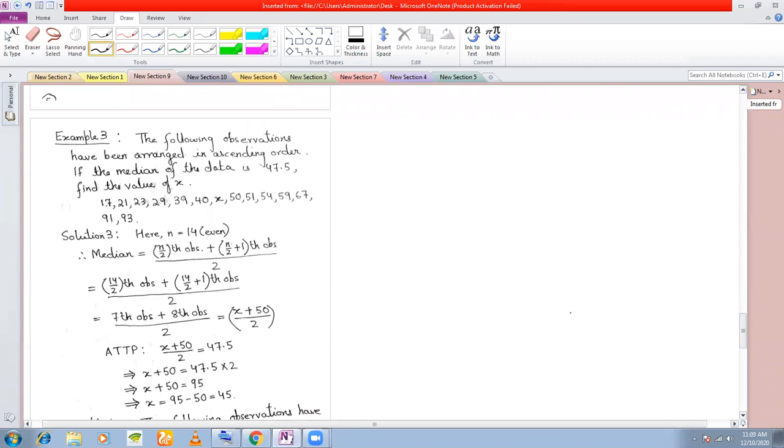Next example. The following observations have been arranged in ascending order. If the median of the data is 47.5, find the value of x. Now this is just the other way around. Here the observations are given to you in ascending order, and the median is also given. But one unknown observation is given to you, and you need to find out that unknown observation. So in this case, you first list down the given observations in ascending order.